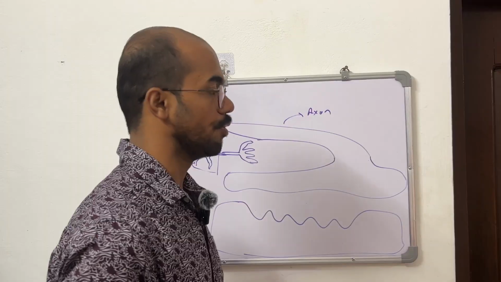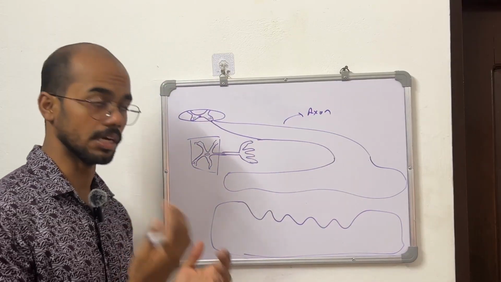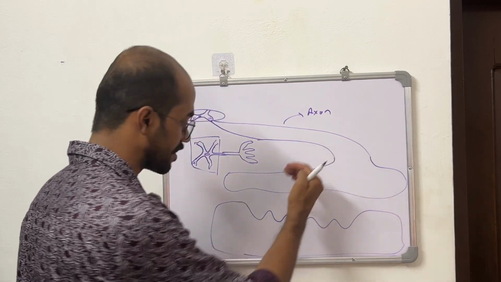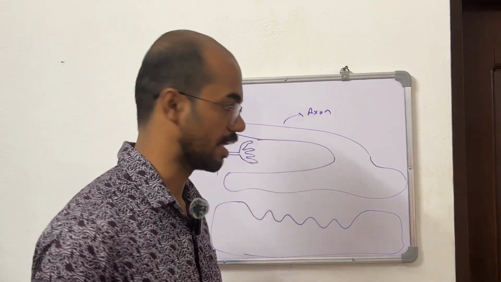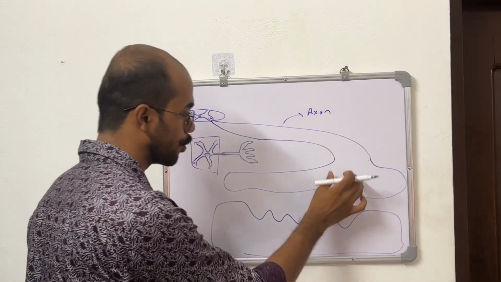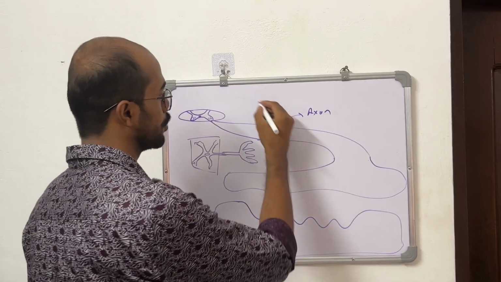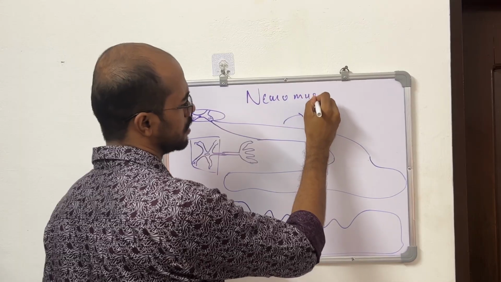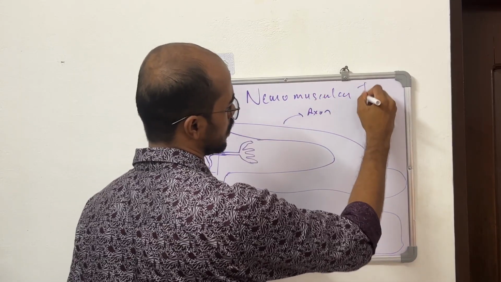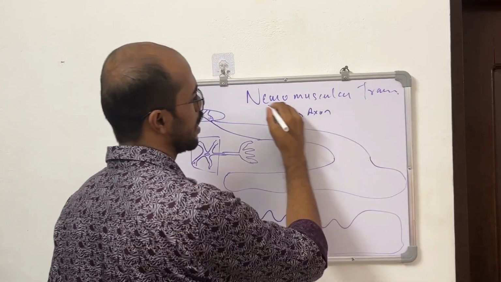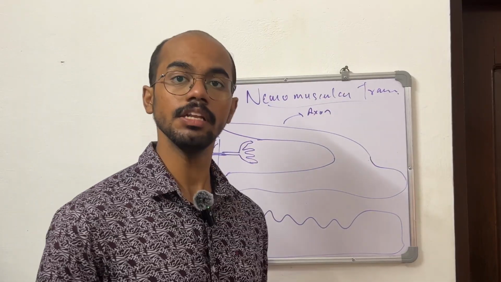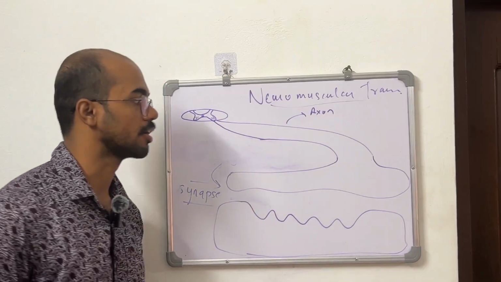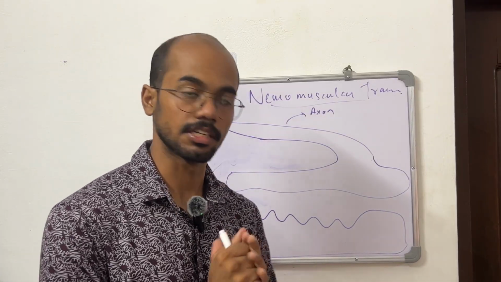Now we need to learn how the electrical signal produced from the neuron is transmitted to the muscle. Since it is the transmission from the neuron to the muscle, it is referred to as neuromuscular transmission, and this will be our topic of discussion today. Before we move on to the topic of neuromuscular transmission, let us know certain terms.